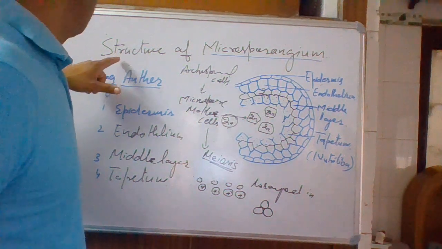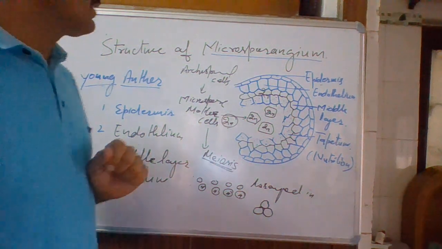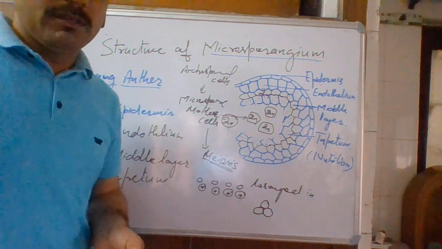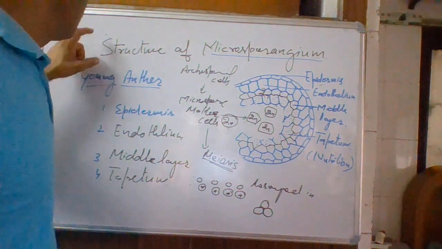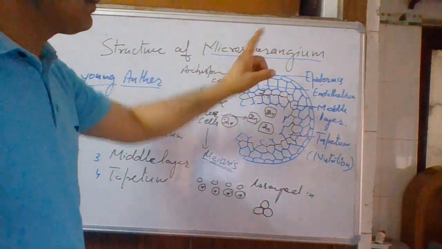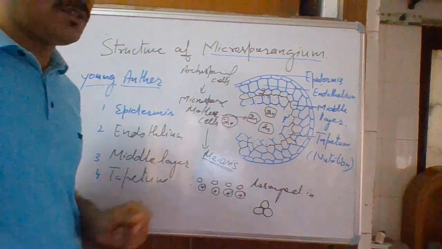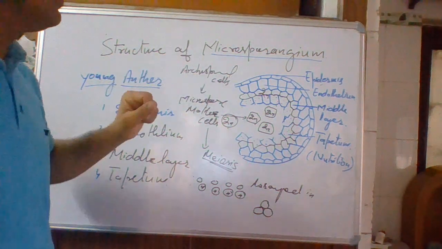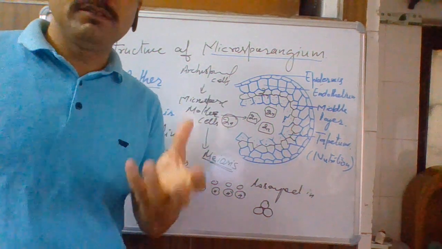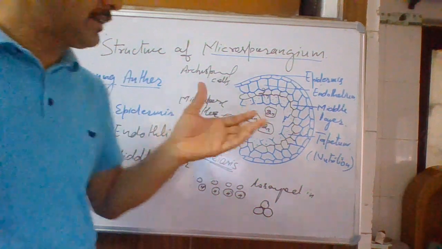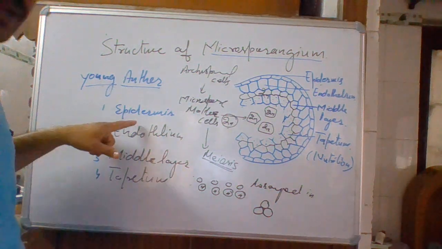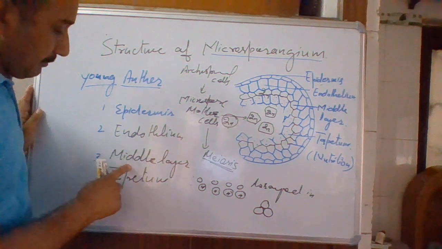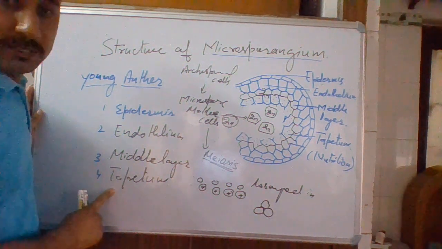Today we have discussed the various parts of the flower and the development of the anther, and now we have to discuss the structure of the microsporangium. The microsporangium, which is present in the young anther, is divided into four parts: epidermis, endothecium, middle layer and tapetum.